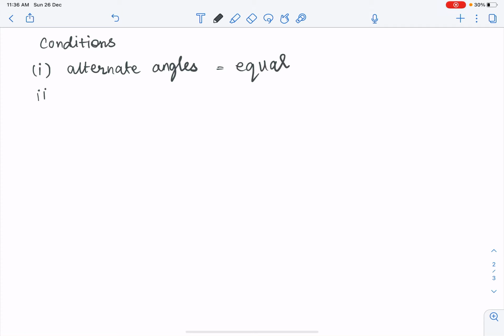Like, the first condition says that the alternate angles should be equal, whether it be interior or exterior. Alternate angles should be equal. Okay? Your corresponding angles should also be equal. Corresponding angles should be equal.